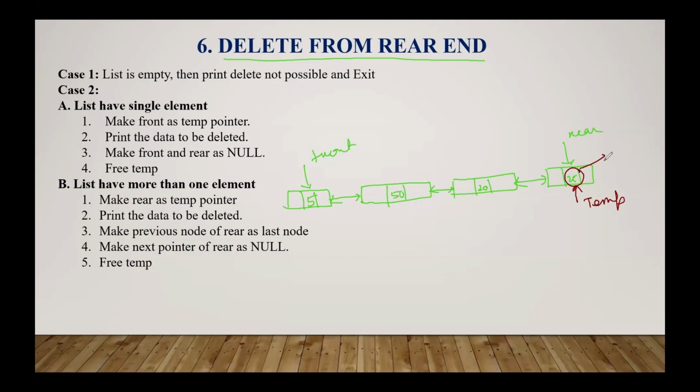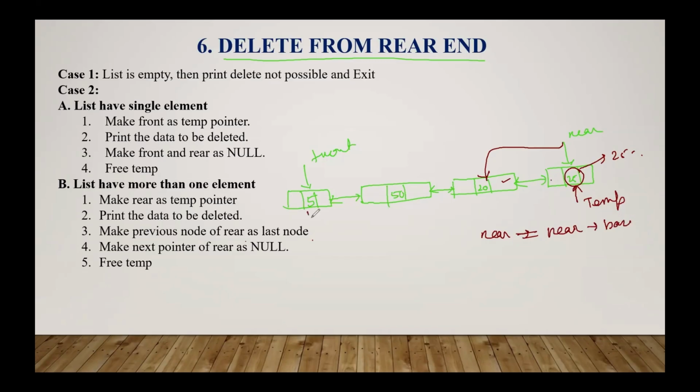So we have to print that 25 is going to be deleted. Then make the previous node of rear as the last node. So this node we have to make as the last node, which means we have to point to this one. How to do it? If I write rear equal to rear back pointer, the back pointer is there.